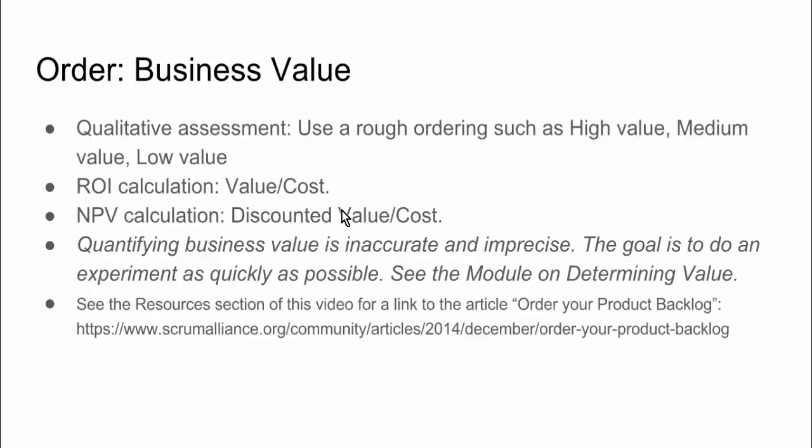The most common way of implementing ordering is to use business value. You can use a qualitative assessment like high value, medium value, low value. You can do an ROI calculation. You can calculate how much money you're going to make and what the cost is and divide the two. You can do a net present value calculation. So net present value discounts future value. So $100 today is worth more than $100 a year from now.